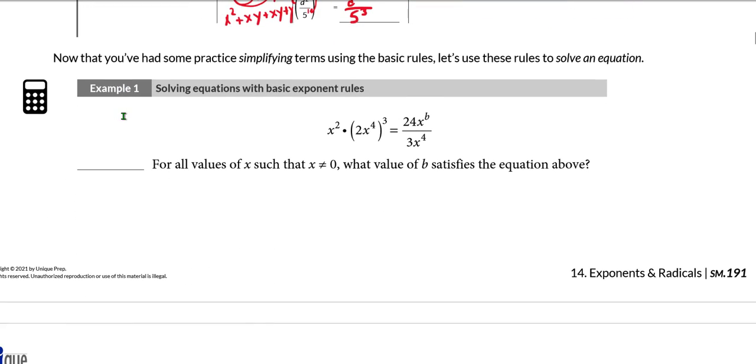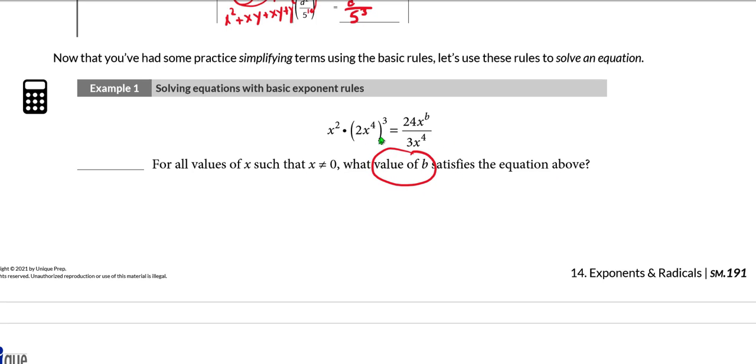Down at the bottom of the page, we've had some practice with simplifying terms. Let's actually solve an equation with a bunch of these exponent rules. I would pause the video and try this question on your own. It is a calculator question, so you can use your calculator, of course, but you probably shouldn't need to. For all values of x such that x does not equal 0, what value of b satisfies this equation? That's what they're asking.